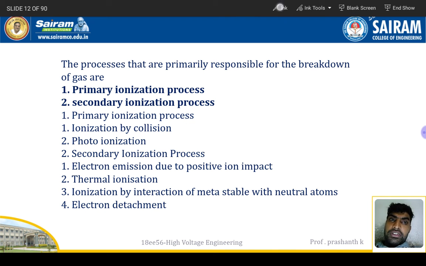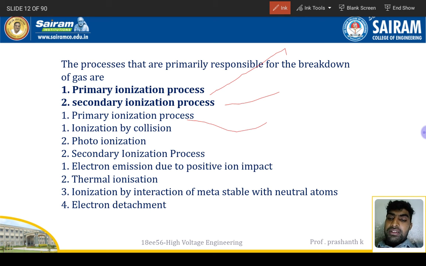Next, the processes that are primarily responsible for the breakdown of gases: one is the primary ionization process, the other the secondary ionization process. In the primary ionization process, we have ionization by collision and photoionization. Collision must be there; if collision occurs, then only energy is created. Photoionization: when light hits a particular material or plate, ionization will occur.